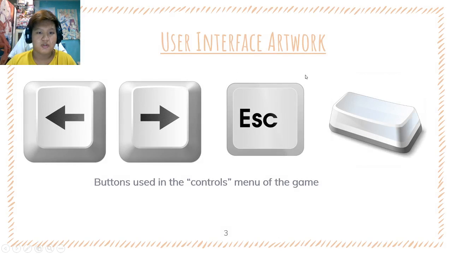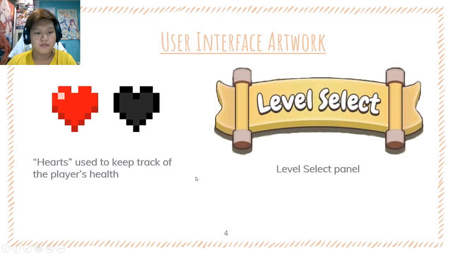Here are some of the user interface artwork that I've chosen. These are the arrow keys, escape button and space buttons used in the controls menu of my game, which is teaching the user how to play the game. Next, these are hearts I used to keep track of the player's life, one being full and one being empty, showing how many hearts the player has left, as well as the level select panel at the top of my maps screen.